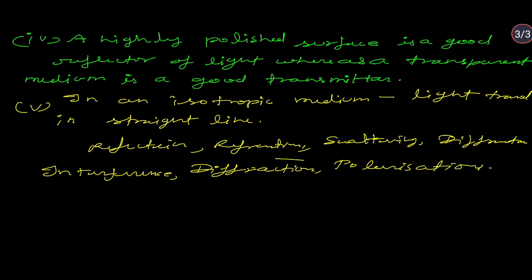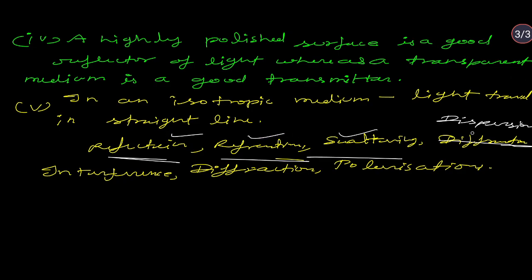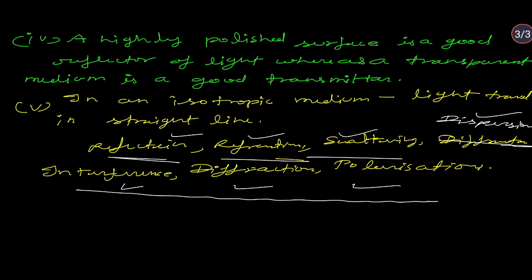Since we described reflection in class 10 only, we discuss reflection, diffraction, scattering, and one more point, dispersion. In the class 10 syllabus we discuss reflection, scattering, and dispersion. But in class 12 we discuss interference, diffraction, and polarization. So that is also a characteristic of the light wave.